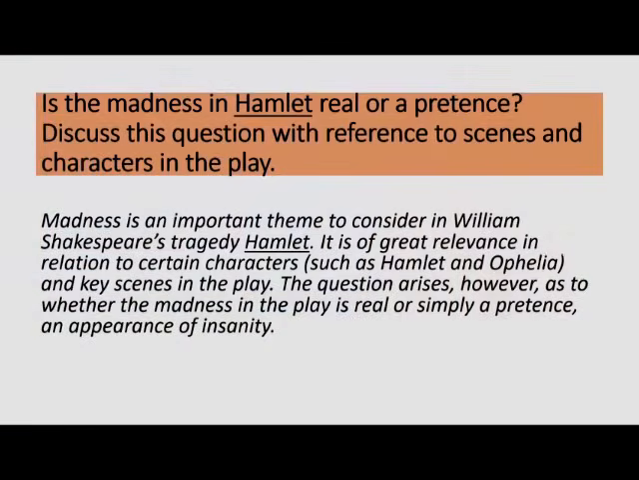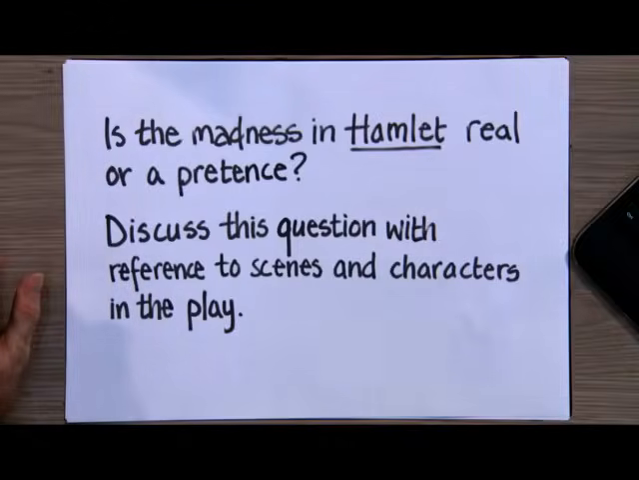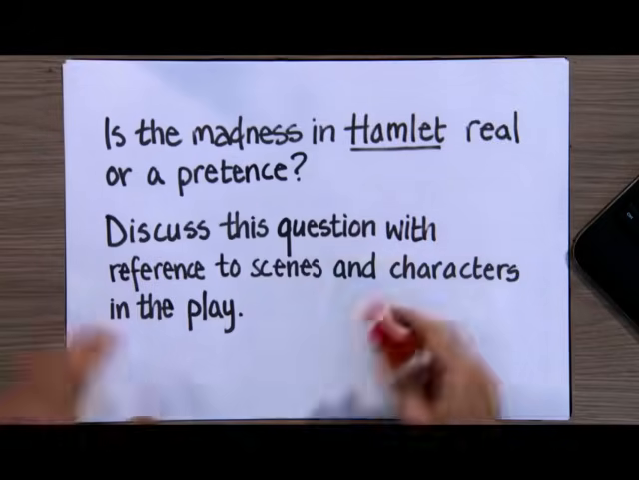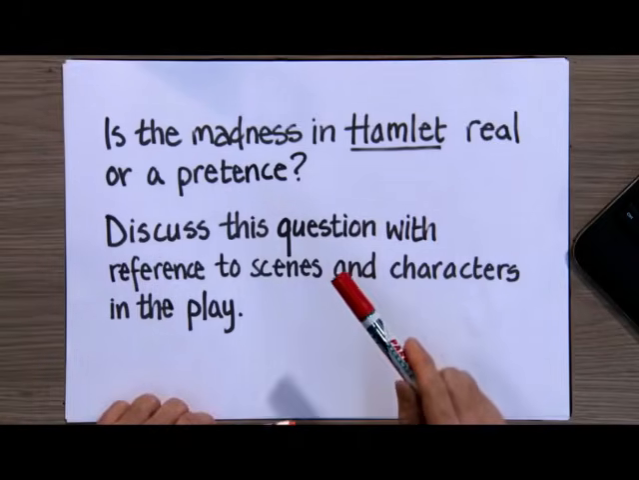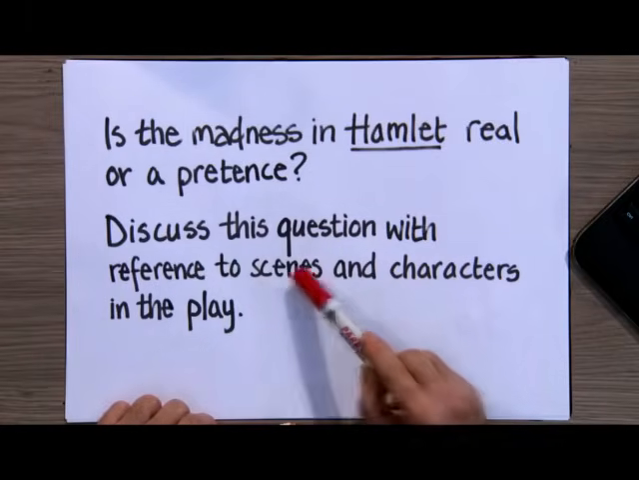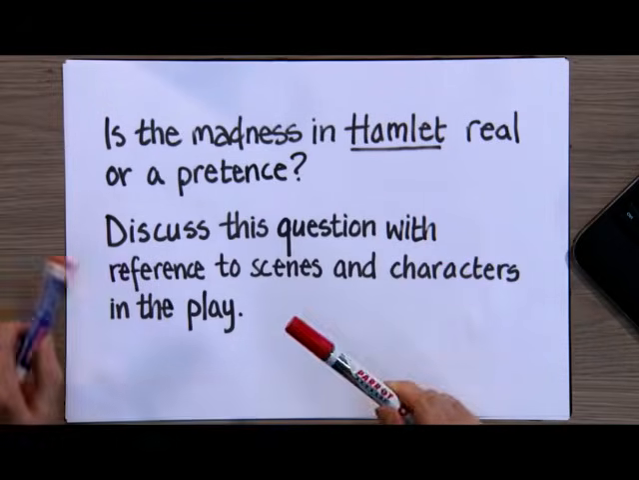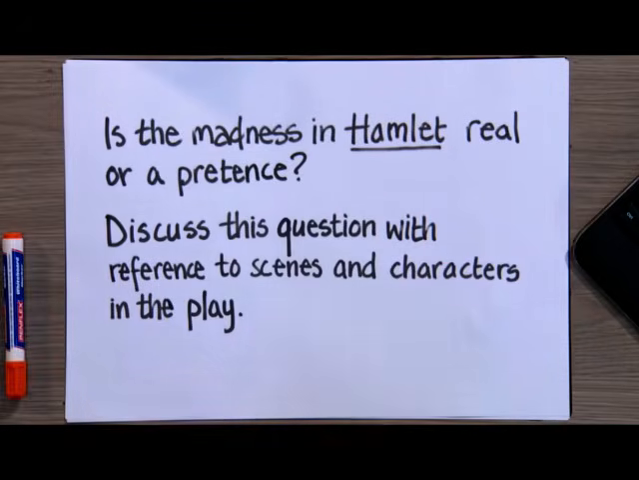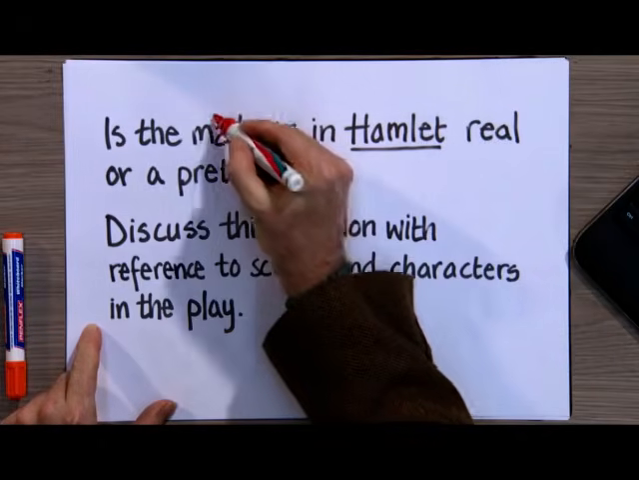Here is a topic, and if you have a look at the whiteboard for the moment, I'm going to show you how I would go about looking at the content words and the instruction words. Here I have it in front of me. Is the madness in Hamlet real or a pretense? Straightforward question. Instruction: discuss this question with reference to scenes and characters in the play. This is a bit simpler, I think, than the wording of the previous one, but first of all, I'm going to look for some keywords or content words.